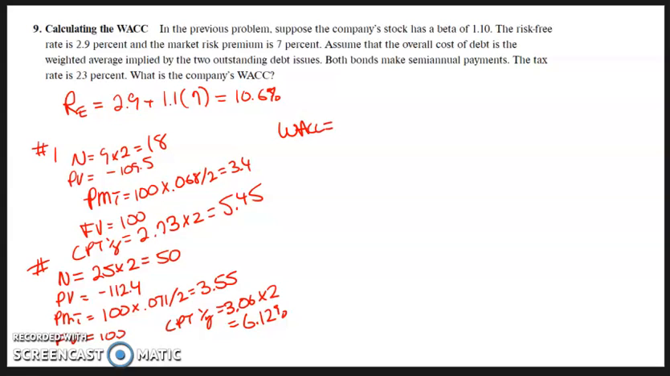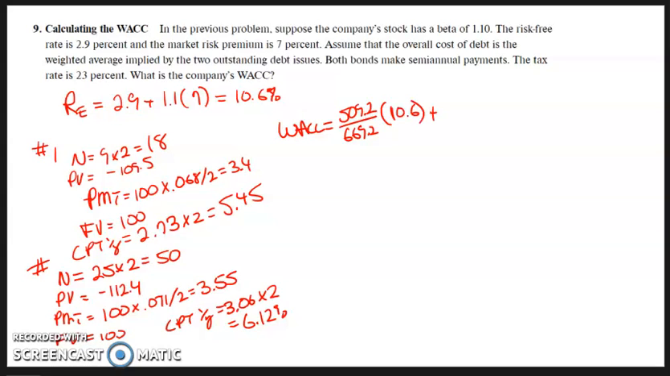So the weighted average cost of capital is going to be, we need to calculate our weight in stock. We're going to use the market value. So the market value of the stock was 509.2. The total market value of the capital structure is 669.2. Then we multiply that by the 10.6.